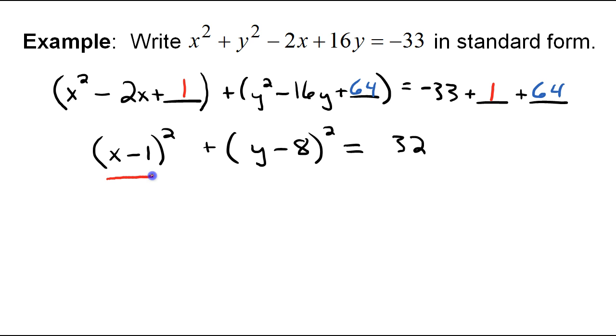Okay, you can see here's my x's and my y's, and this is my r squared. So if I needed to graph this, I would have to estimate what the square root of 32 is. It's going to be somewhere between 5 and 6, so 5 point something. Otherwise, I know that my center is the point 1, comma, 8.